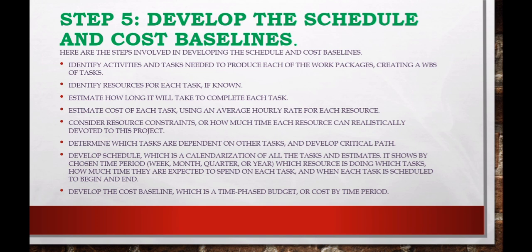Determine which tasks are dependent on each other and develop the critical path. Develop the schedule, which is a calendarization of all tasks and estimates by chosen time period: months, quarters, or years. It shows which resources are doing which task, how much time they are expected to spend on each task, and when each task is scheduled to begin and end. Develop the cost baseline, which is a time-based budget or cost by time period.